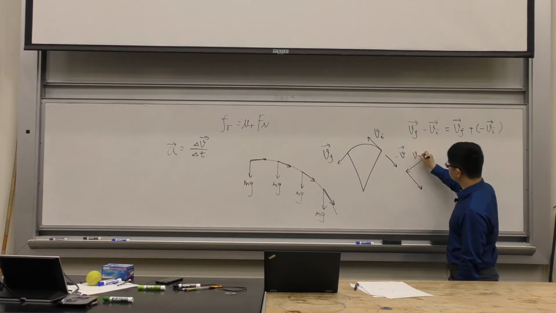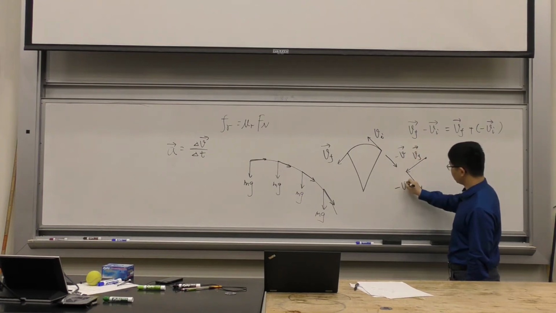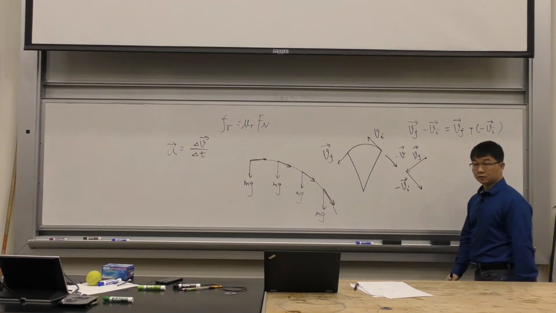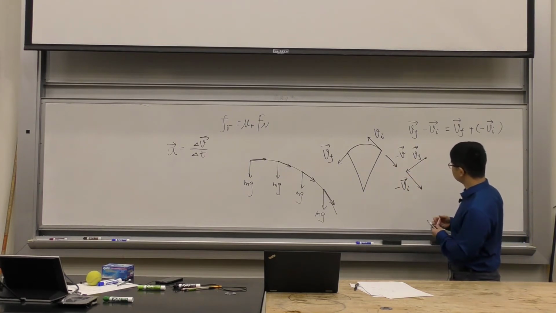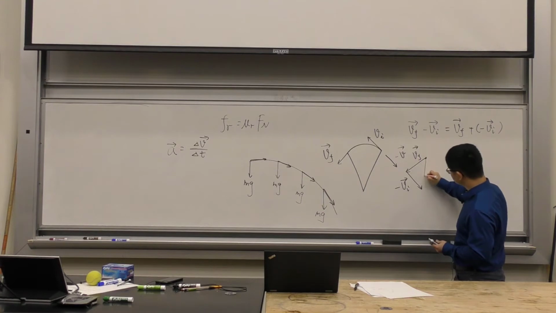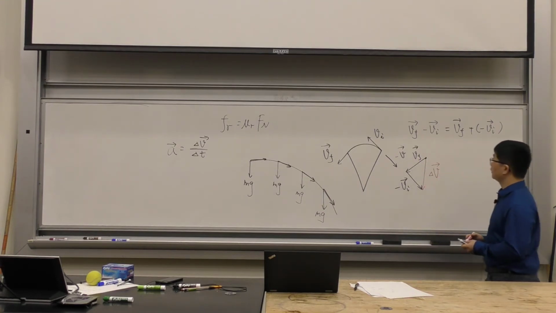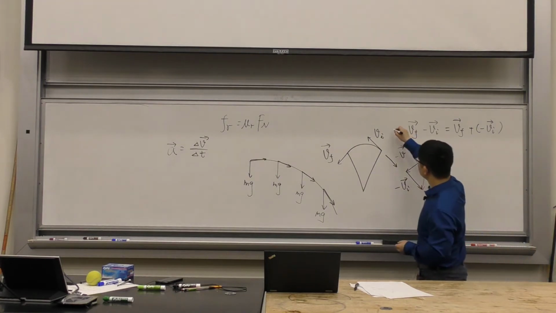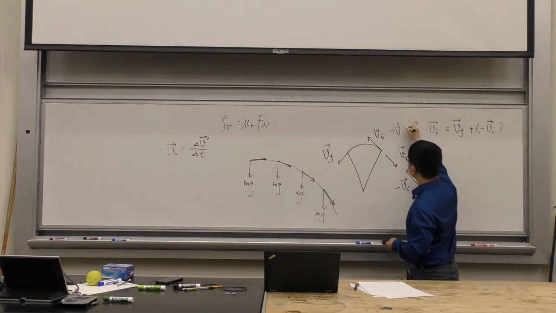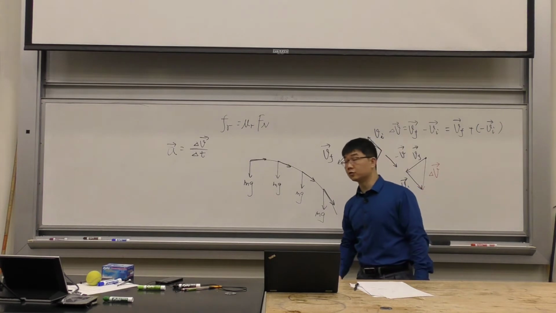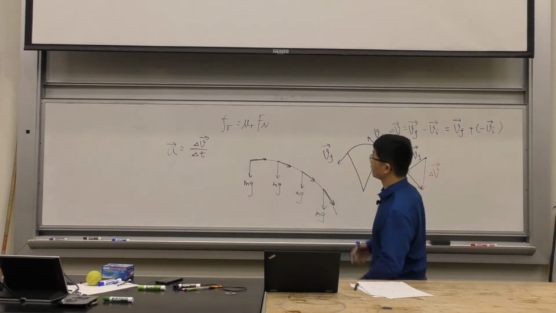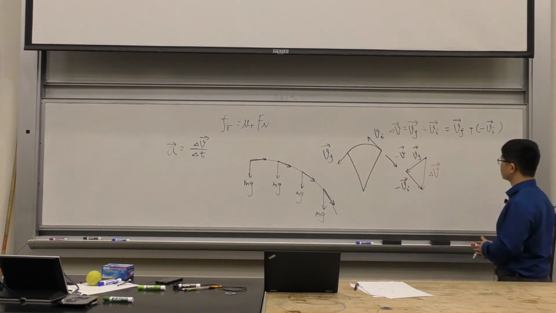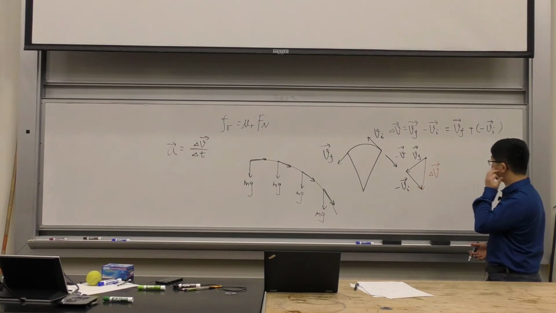So this is VF, this is negative VI. Now you're going to connect these 2 points. This is delta V, right? So this is how you subtract these 2 vectors. So it's not intuitive at all, right? You have to use the vectors and the definition of the subtraction, addition of vectors to find this vector.